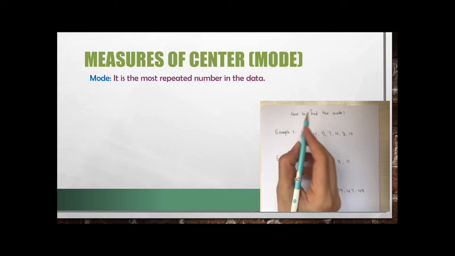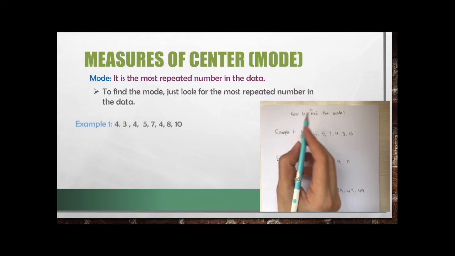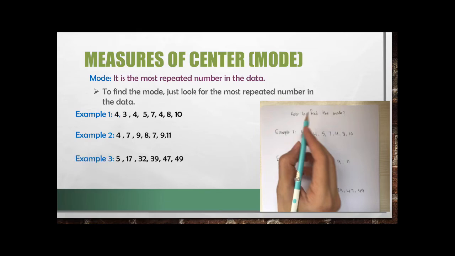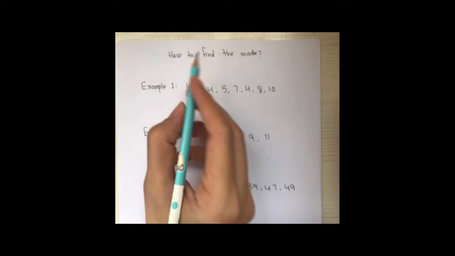Now we finished the mean and the median. The last measure of center we will discuss is the mode. The mode is the most repeated number in the data. To find the mode, just look for the most repeated number in the data, and that's equal to the mode. We will see how we can find the mode using these 3 examples.